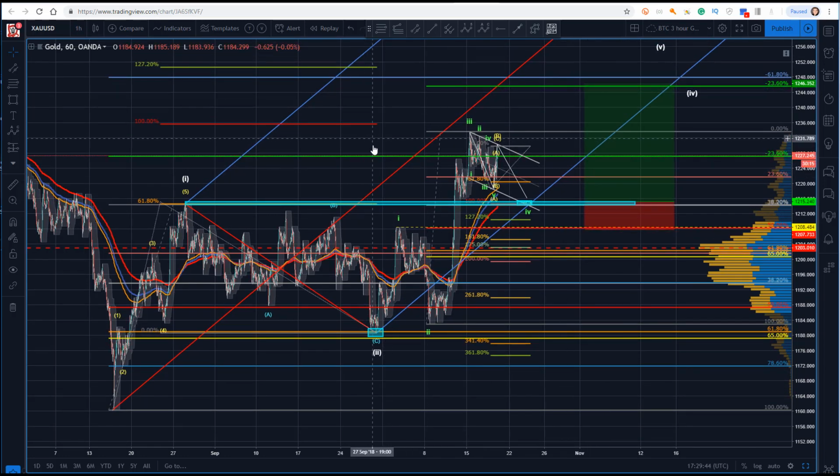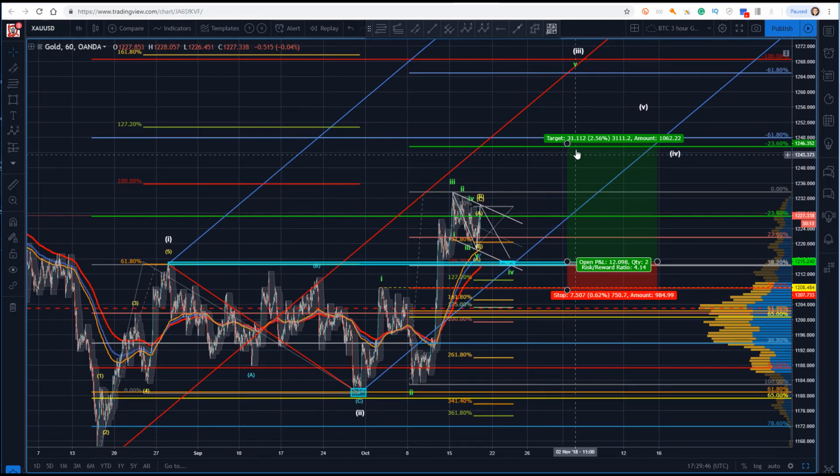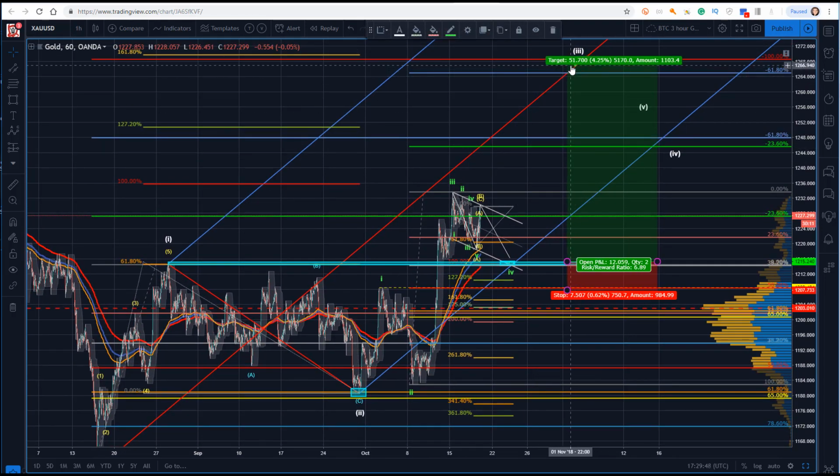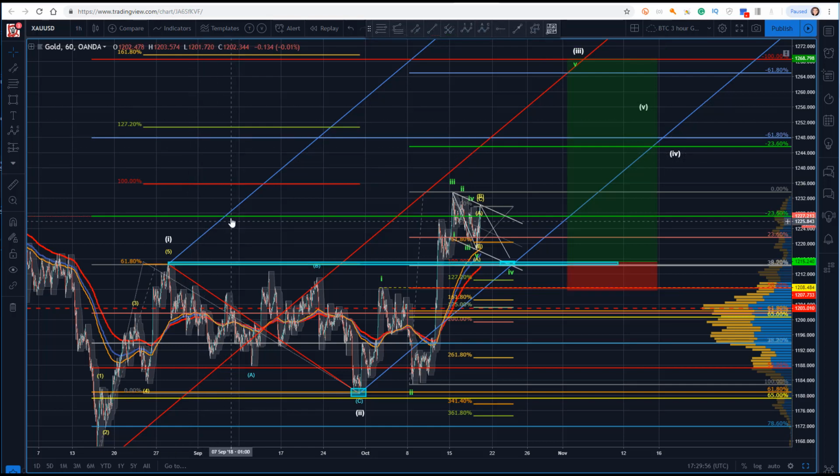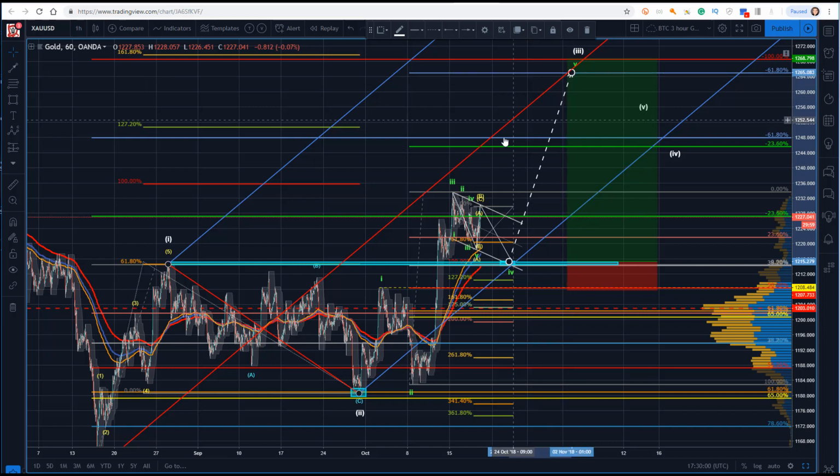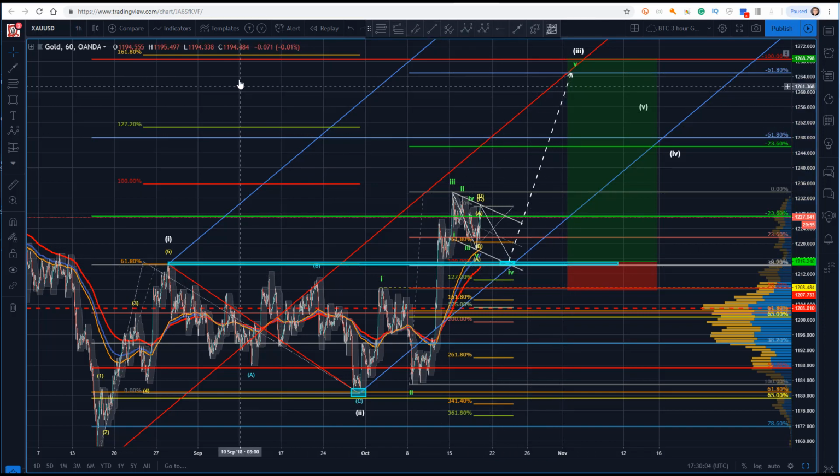So that gives you just the algo target here. There's 4 to 1. If you're going to go all the way up to this bigger target, it's almost 7 to 1. If we get the full 618, it's over 7 to 1. So there is the trade right there. So look what that would do. That would complete the count.